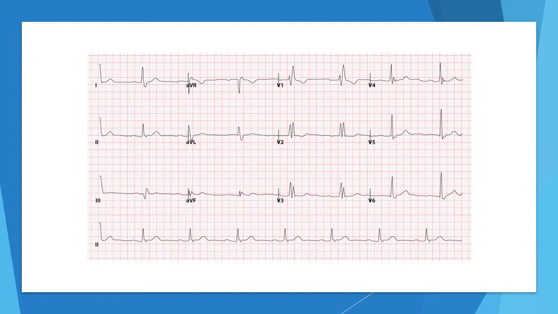Okay, so the first one here, this one could look ugly, especially to a novice. This is a right bundle branch block. Now, how do I know that? What is happening here electrically inside the heart to make this presentation?